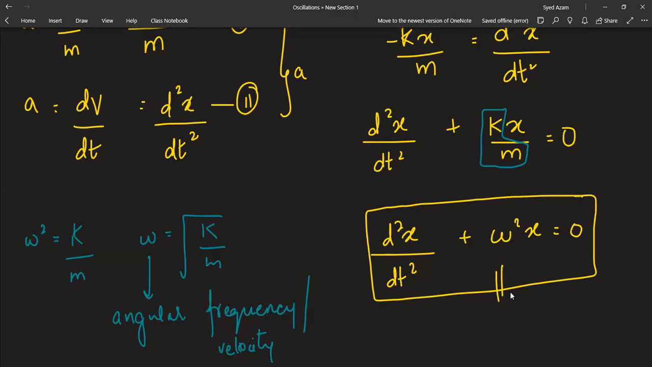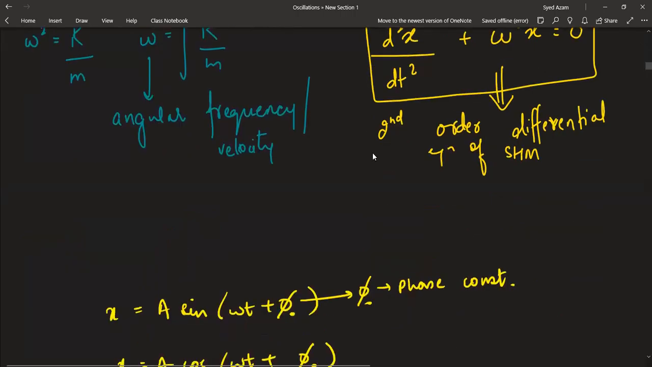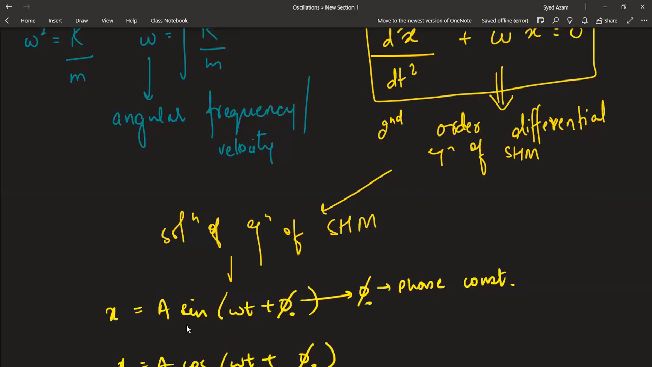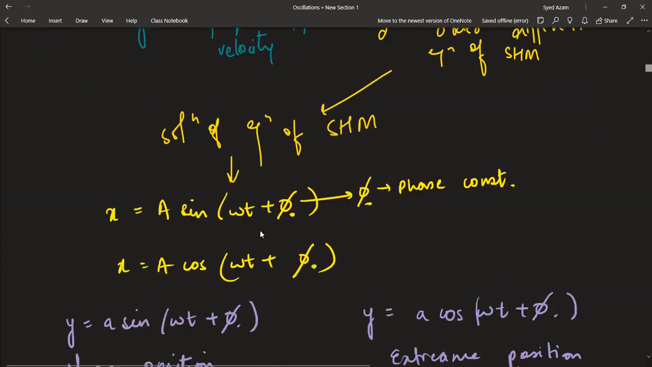This equation is called the second order differential equation of SHM, which is very important. So when you take out the solutions of this equation, solution of equation of SHM, you will get these. x equal to a sine omega t plus phi naught. x is equal to a cos omega t plus phi naught.